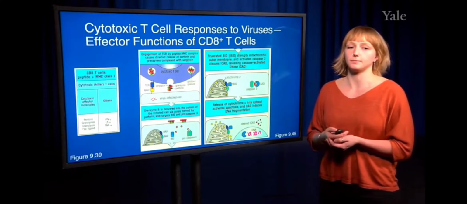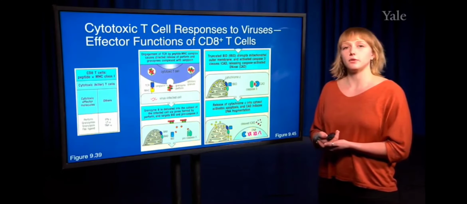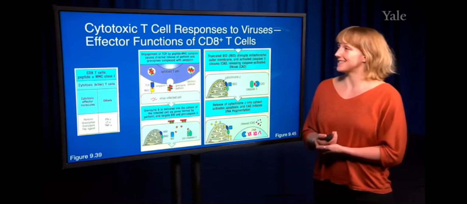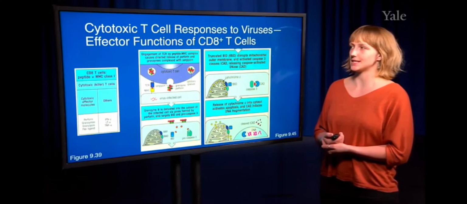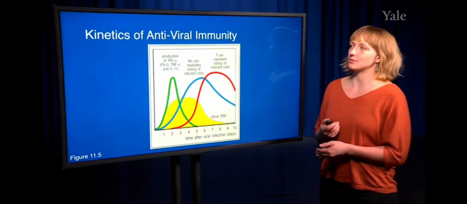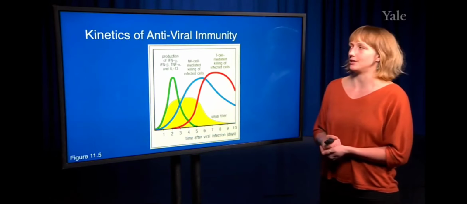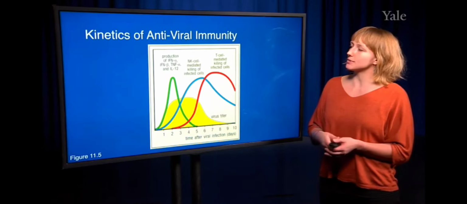Now that we've gone through a very general scheme of how immune responses are generated to viruses, I want to really briefly remind you of the kinetics of antiviral immune responses. So first we have our innate immune response.